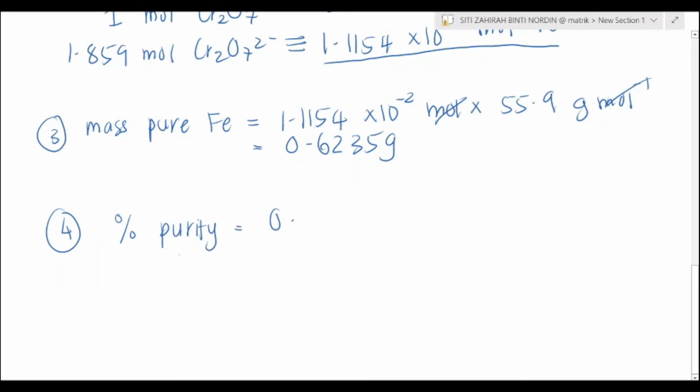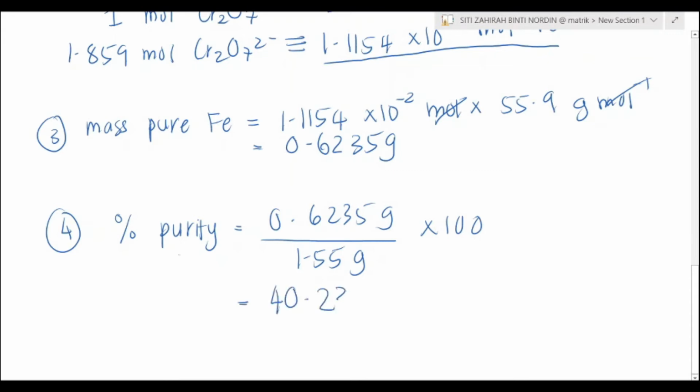The last step would be to find your percentage purity. Mass pure divided by impure mass, hence 0.6235 gram divided by 1.55 gram times 100. So your percentage purity is 40.23%. Remember that final answer should be in 2 decimal place.